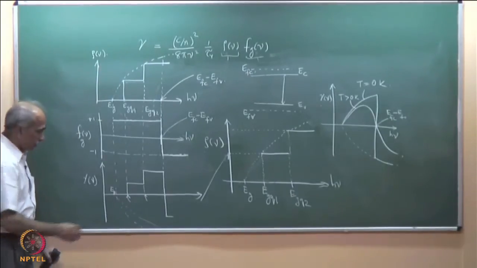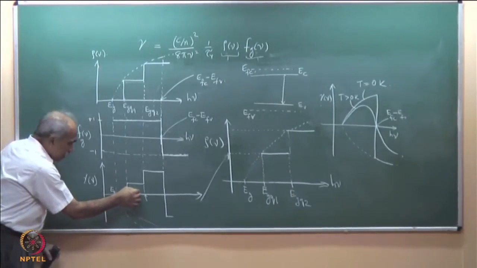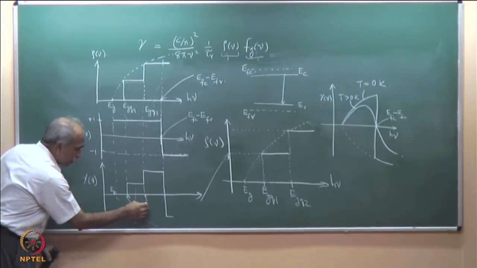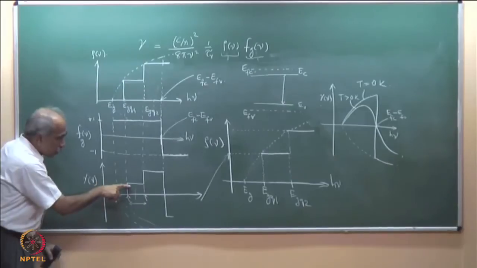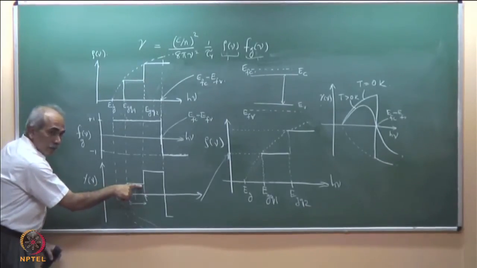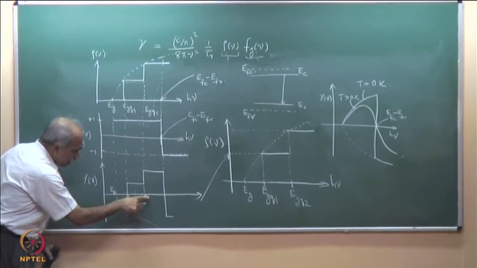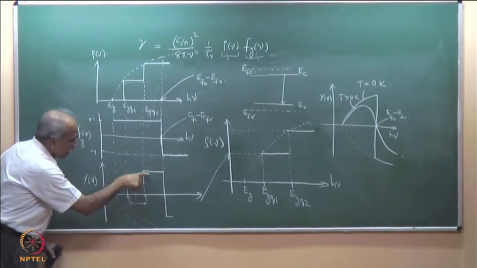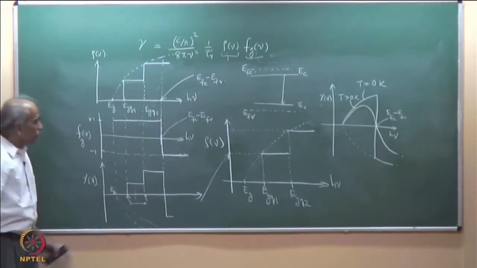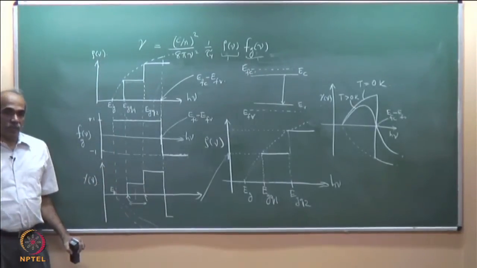So, what is the point? For wavelengths or frequencies within this band, from here to here, the gain is constant, a flat gain. Similarly, for frequencies from here to here, the gain is flat, but at a different value. It is a step function. This is at 0 K.